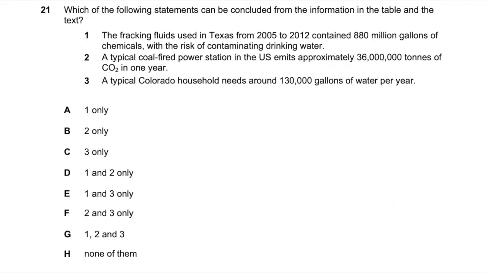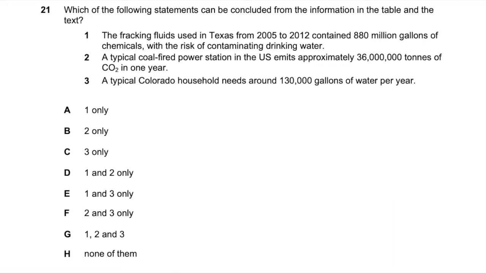Statement 3. Total amount of water used for fracking in Colorado between 2005 and 2012 equals 26,000 million gallons. The text states that this is enough to nearly meet the water needs of 200,000 households in the state for a year. Therefore, a Colorado household requires 26,000 million divided by 200,000, which equals 130,000 gallons of water a year. Therefore, Statement 3 can be concluded from the information. Therefore, option E is correct, as only statements 1 and 3 can be concluded from the information of the table and text.